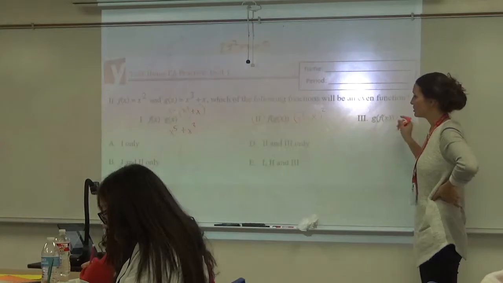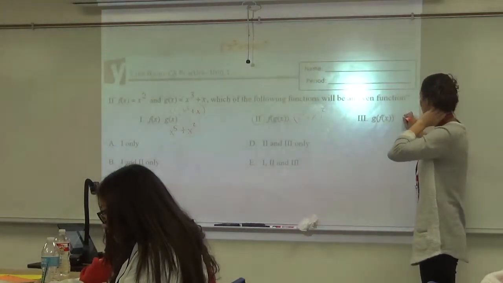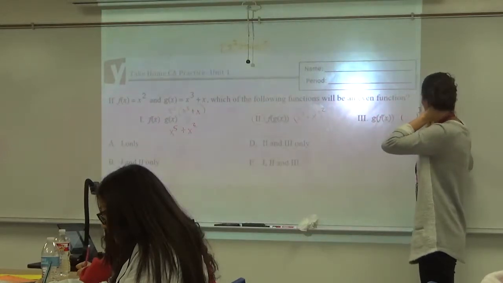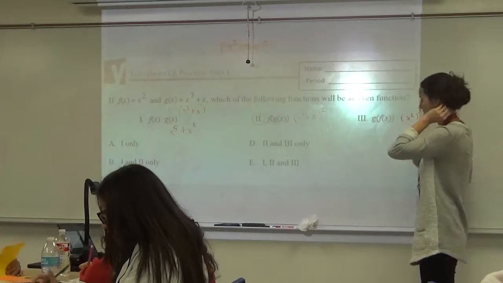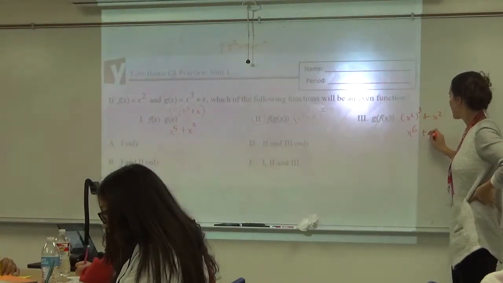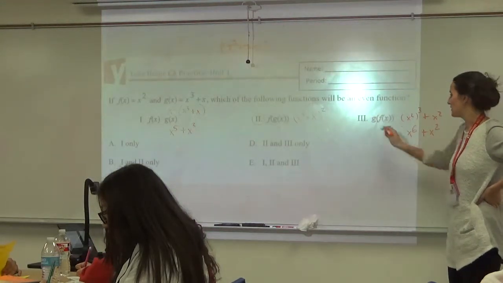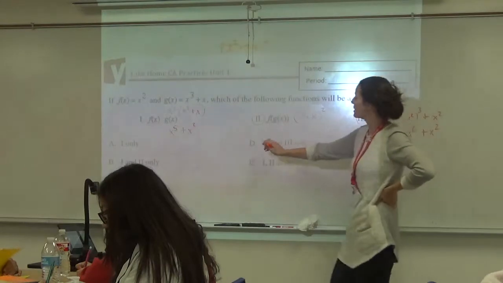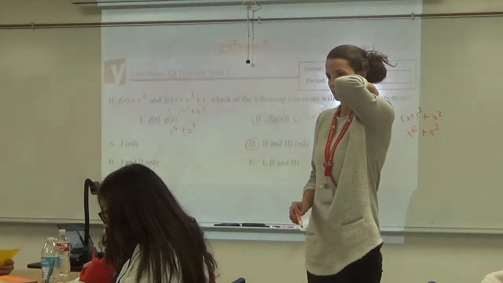Last one, g of f of x, you're plugging f into g, so you've got something cubed plus something, and both of those somethings are x squared. So we have x to the sixth plus x squared, so odd or even? Even. So our answer is going to end up being that 2 and 3 are even. Okay?